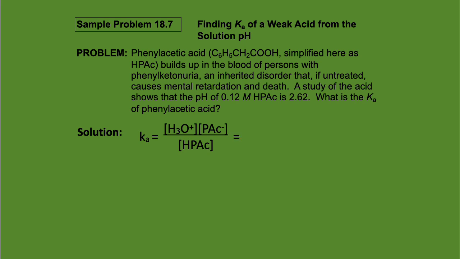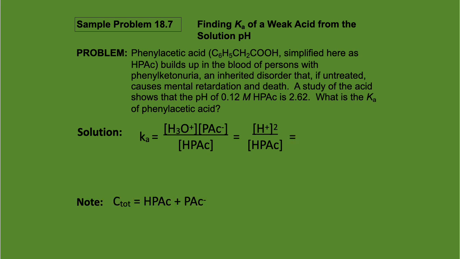Recall also that due to electroneutrality, any H+ that we get in solution will be balanced out by the phenylacetate ion in solution, so that they will be equal. Thus, the numerator is simply equal to the square of the H+ concentration. This could also be written as the square of the H3O+ concentration, which is an identical way of writing this, or equal to the phenylacetate ion concentration squared. All of those statements will be true.